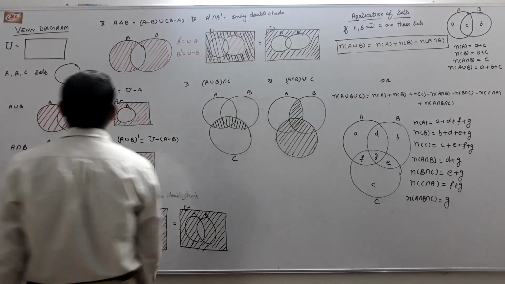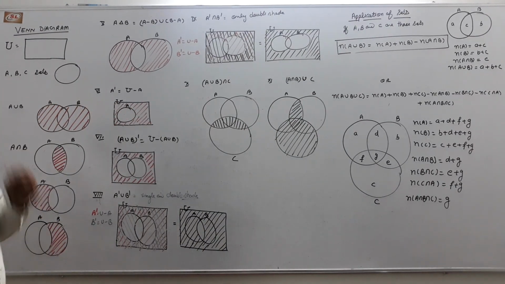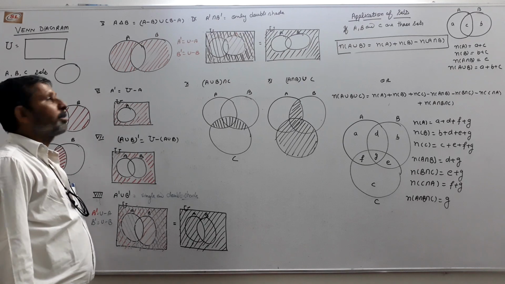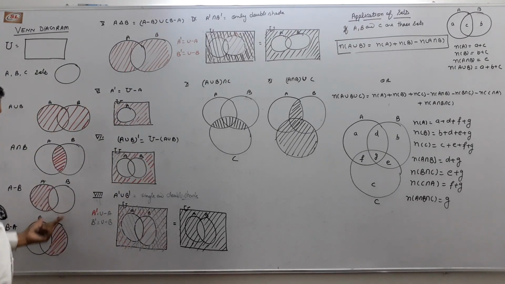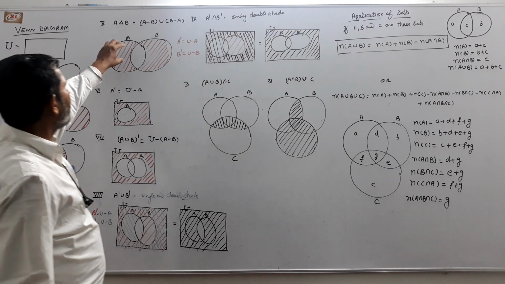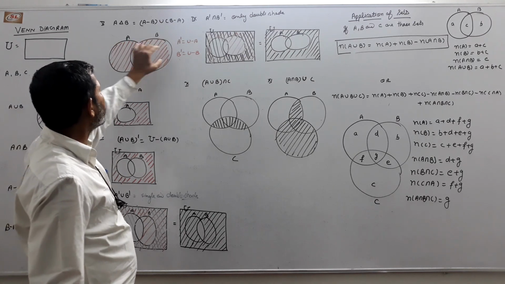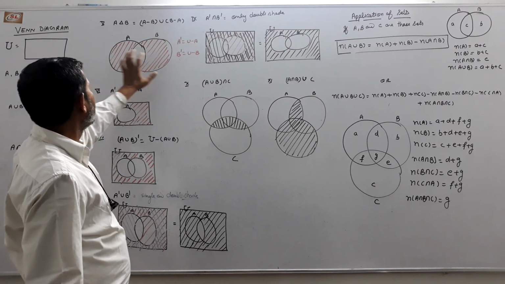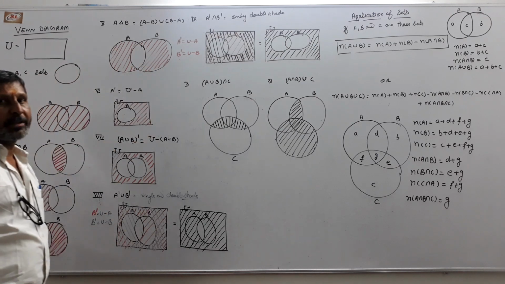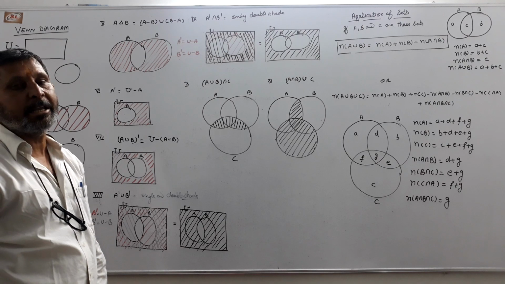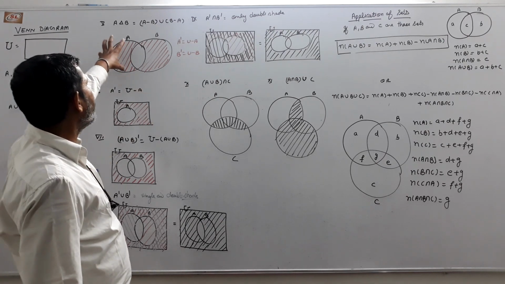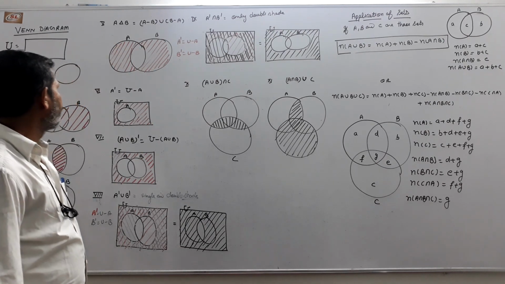Fifth part, A delta B. A delta B is known as the symmetric difference. Symmetric difference means A minus B union B minus A. This is A minus B, this one is B minus A. What is the meaning of union? It means we combine these two parts. A minus B is this, B minus A is this, so the union of these two parts represents the symmetric difference. This symmetric difference also represents exactly once, either in A or in B.